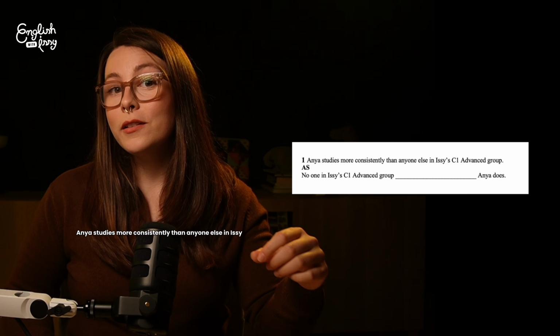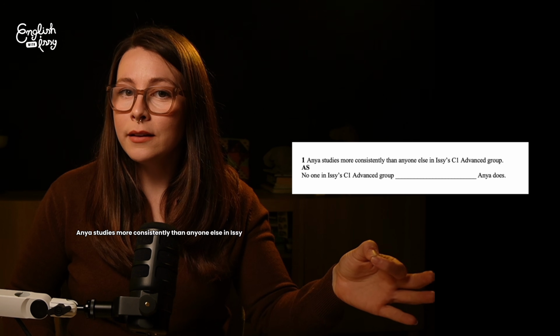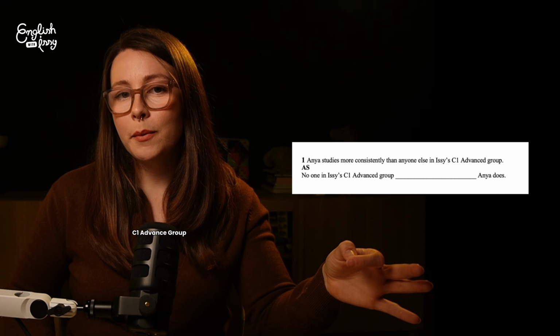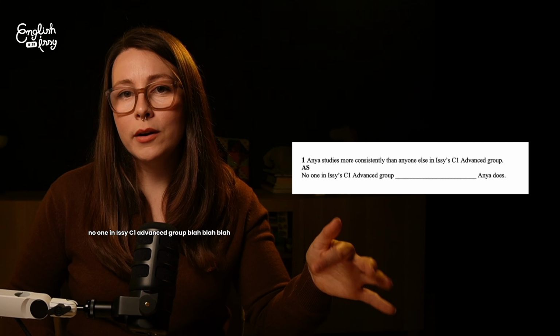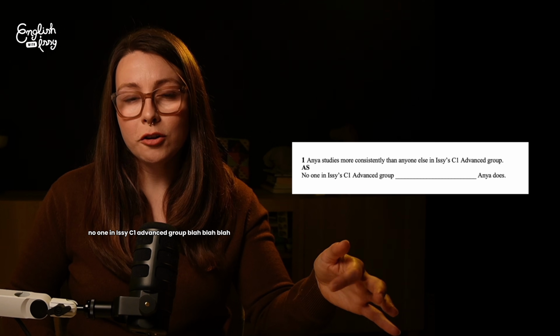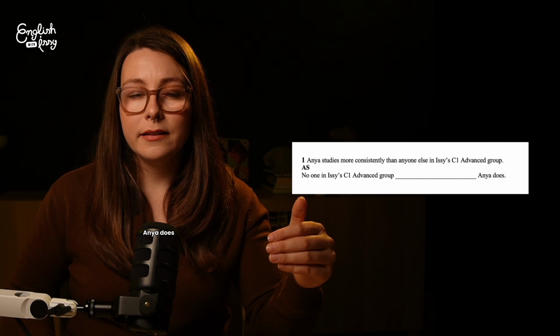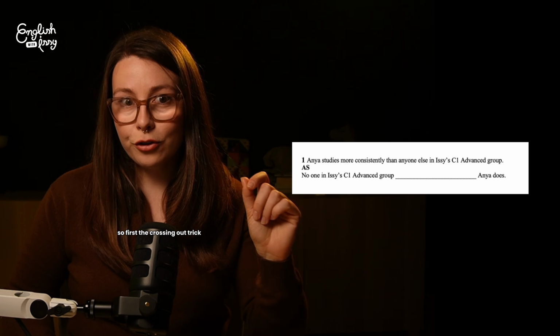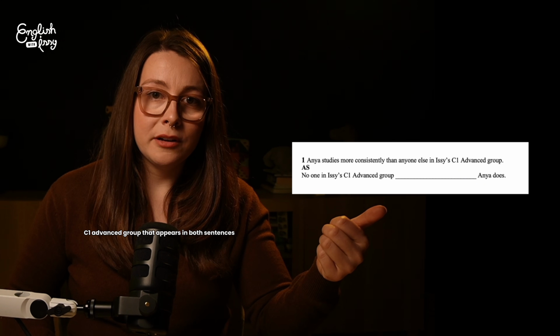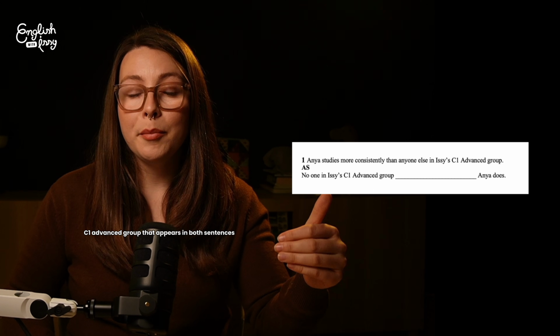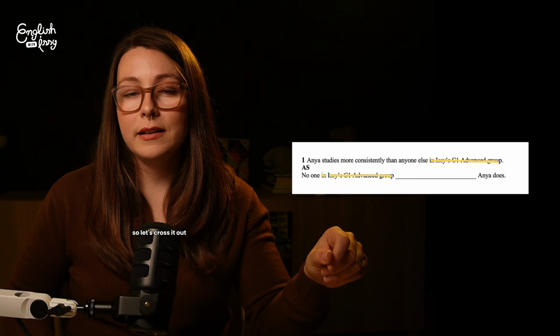Anya studies more consistently than anyone else in Izzy's C1 Advanced group. The keyword is AS, and the second sentence: no one in Izzy's C1 Advanced group, blank, Anya does. So first, the crossing out trick. Look at both sentences. Izzy's C1 Advanced group, that appears in both sentences, so let's cross it out.